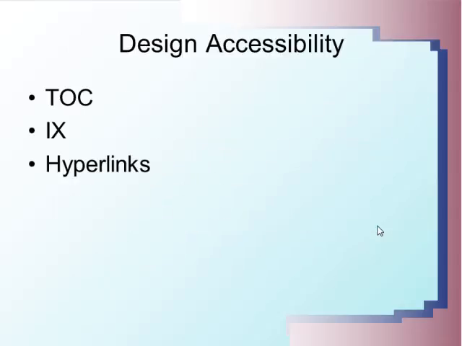Design accessibility in terms of a table of contents, an index, and hyperlinks. A table of contents is just a list of headings in your document. So a table of contents will provide a list of sections in your document, because that's what headings are. They're section titles. An index is a list of key words in your document, or key concepts in your document, and that will help your user find what they need to.